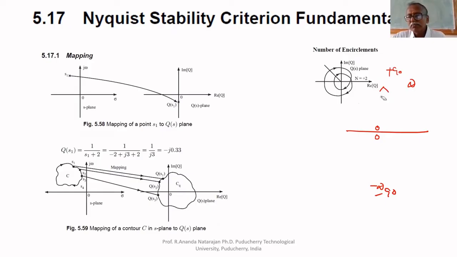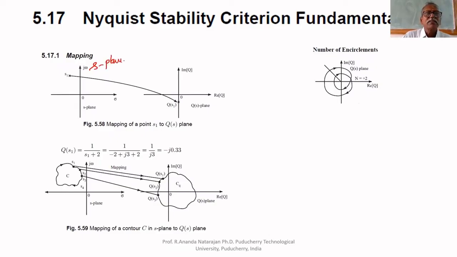What is mapping? Mapping means, suppose I am having S-plane. This is S-plane, am I correct? Its x-axis is sigma, y-axis is j omega. Therefore, it is the imaginary plane, complex plane, that is S-plane. Complex plane is called S-plane.